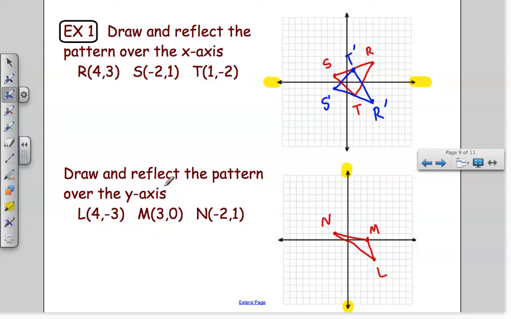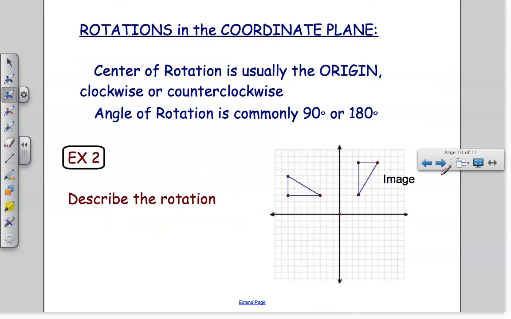Now this one I'm reflecting over the y-axis, so I'm still going up or down the same amount, but changing whether I go left or right. Here I went left 2. I'm going to go right 2 for that new N, N prime. M was right 3, now I'm going to go left 3 for M. I'm reflecting over the y-axis. L was right 4, go left 4. And draw my image, my new figure. And I have reflected over the y-axis. You're going to have some cool reflections in the homework today.